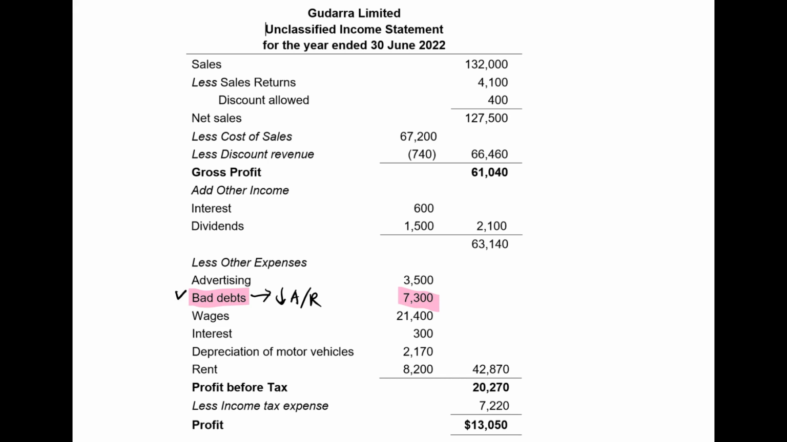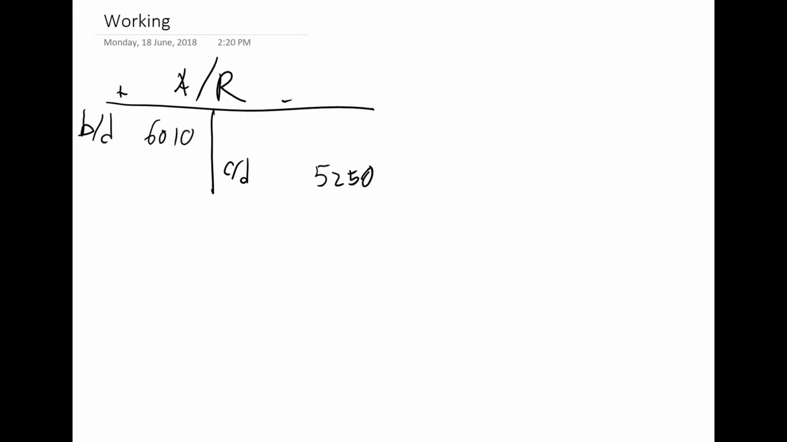So record this in your T accounts. Bad debt will reduce accounts receivable by 7,300. So you will have bad debt over here, bad debt 7,300, and it will reduce my accounts receivable.